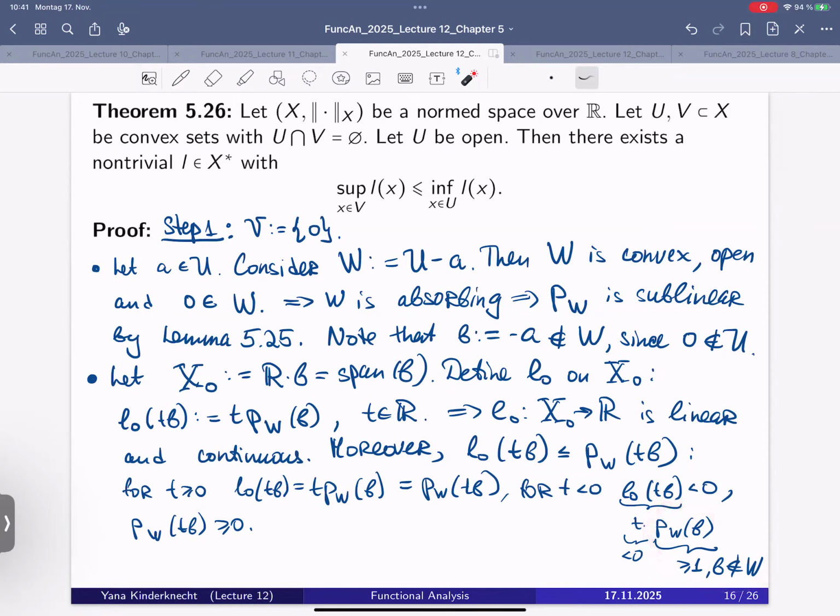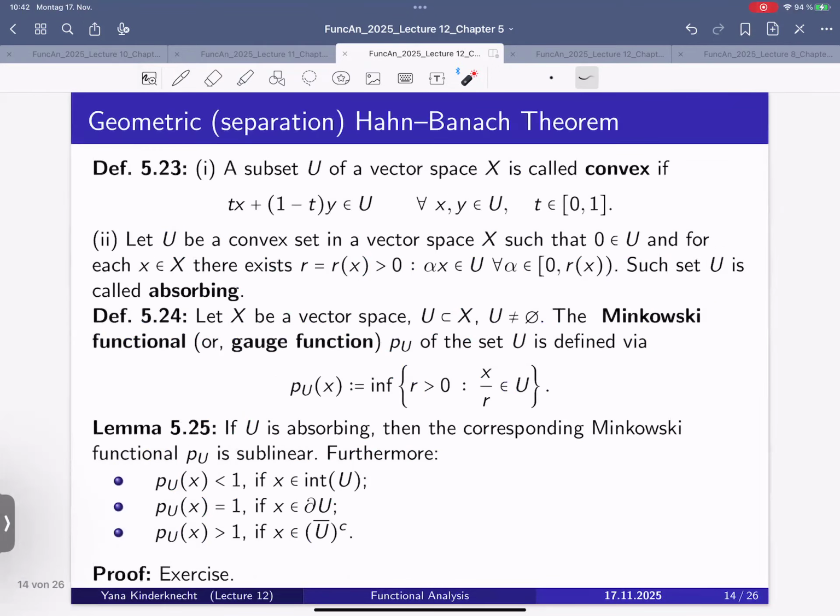So B is an exterior point for W. That's why the Minkowski functional is at least 1. Okay. So B is not in W, but probably on the boundary. So that's why we have here the inequality that p_W of B is bigger or equal to 1. So I show you the lemma again: for boundary points it equals 1, for exterior points bigger than 1, for absorbing sets.